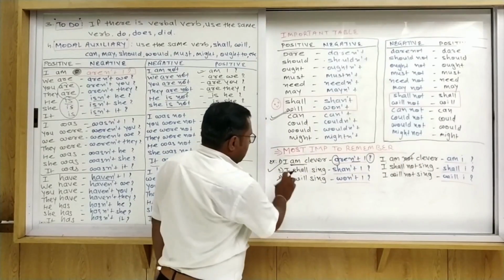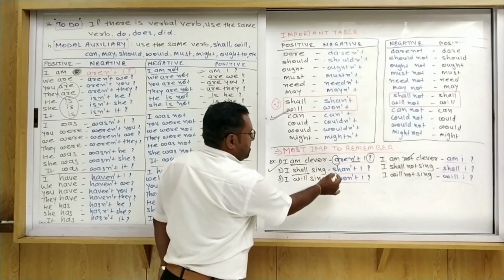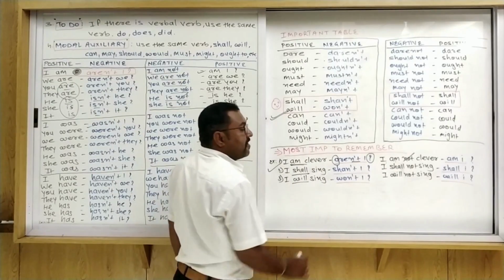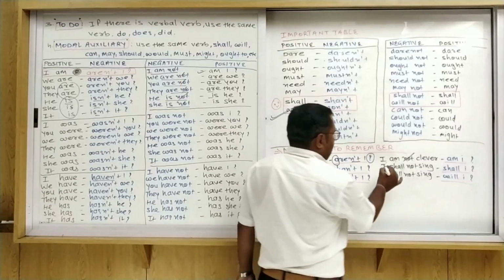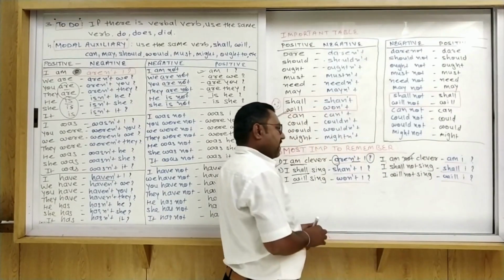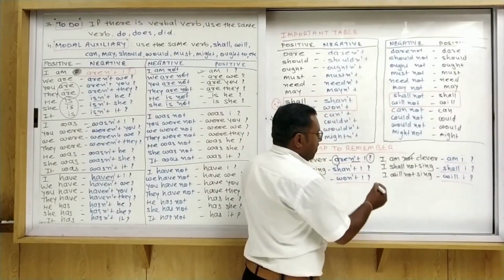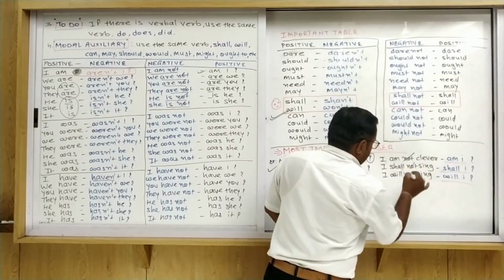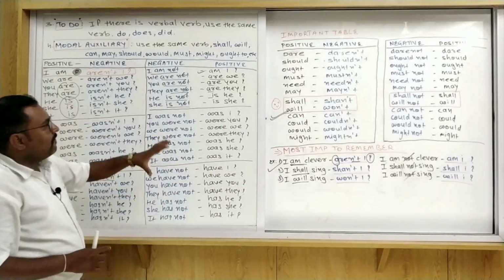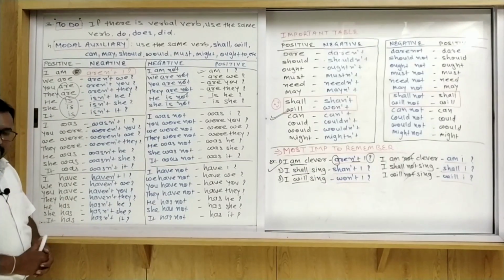I am not clever. So am I? I shall sing. I shall. So what is the negative of shall? Shan't I? I will sing. Won't I? Here you can see that I shall not sing, shall I? I will not sing, will I? So you remove not. Okay, dear friends. So each and everything you write it down in your notebook. Then we go further.